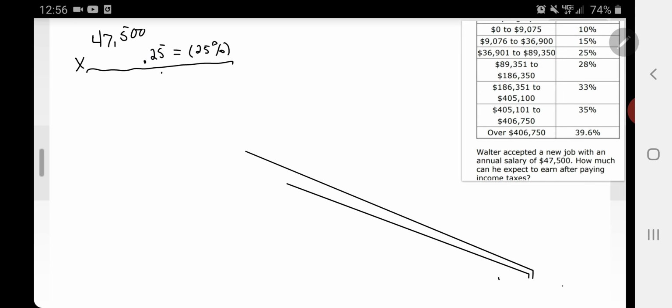Five times 0 is 0. 5 times 0 is 0. 5 times 5 is 25. 5 times 7 is 35, plus 2 is 37. And 5 times 4 is 20, plus 3 is 23.